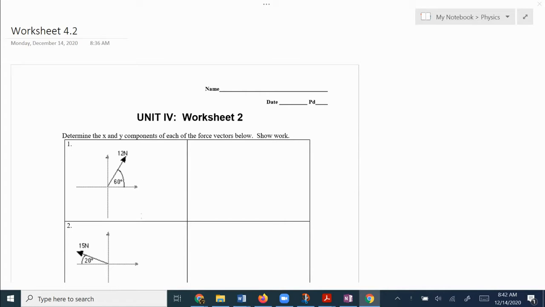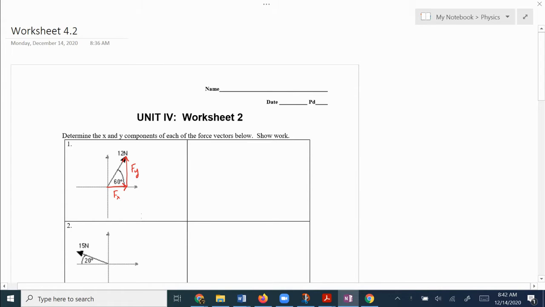In this video, I'm going to go over the solutions to Worksheet 4.2. So here we go. For each one of these, you just need to find the x and y components. So basically, you take this force, which is at an angle, and you're going to break it into the x component. So this would be the Fx, and this would be your Fy. Just basically making it into a right triangle.